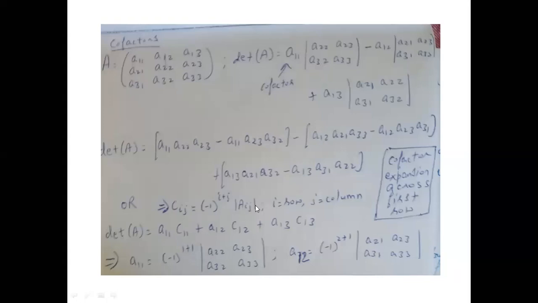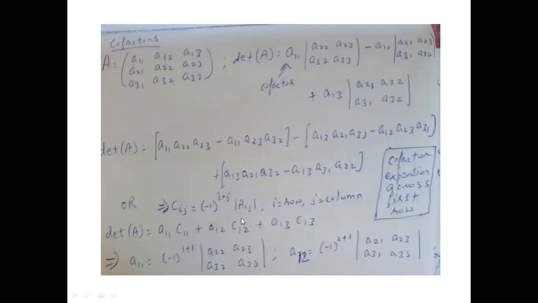When it comes to the second part, C12, we have minus 1 raised to, the row is 1 but the column is 2. Therefore, minus 1 raised to 1 plus 2, so minus 1 raised to 3, which will be minus 1. And therefore, you are getting a minus sign. Right? So that is the justification of why we are getting a minus sign.